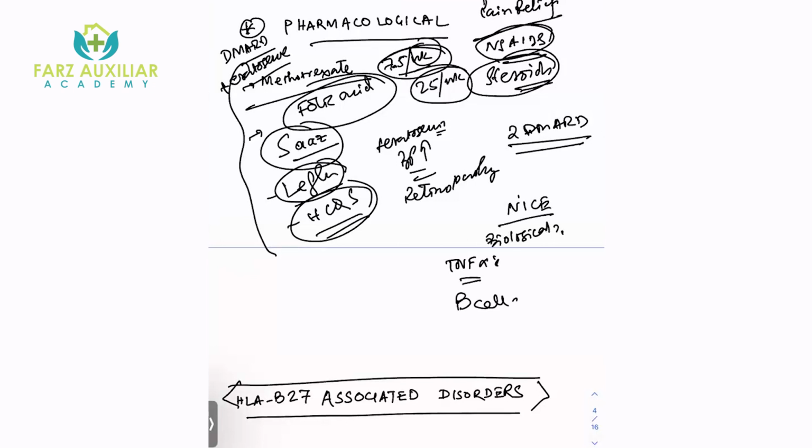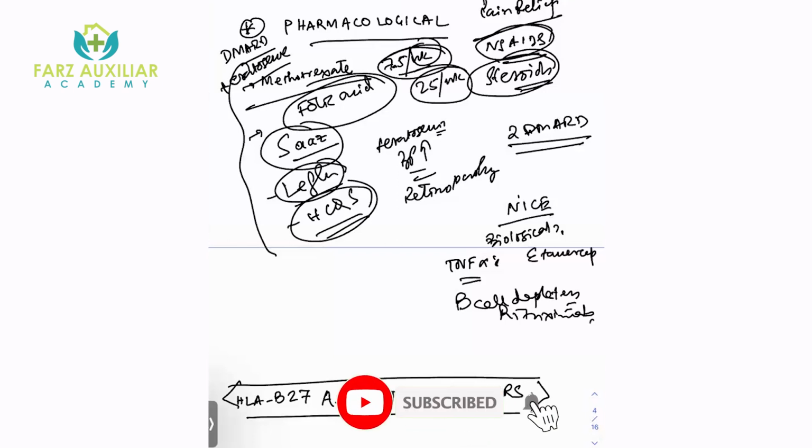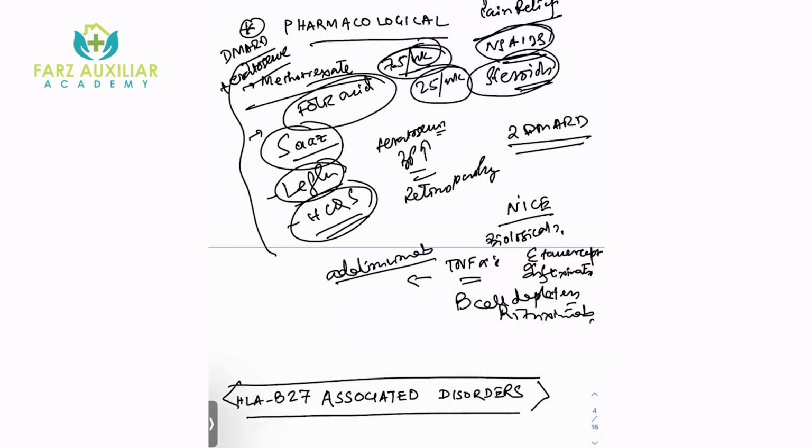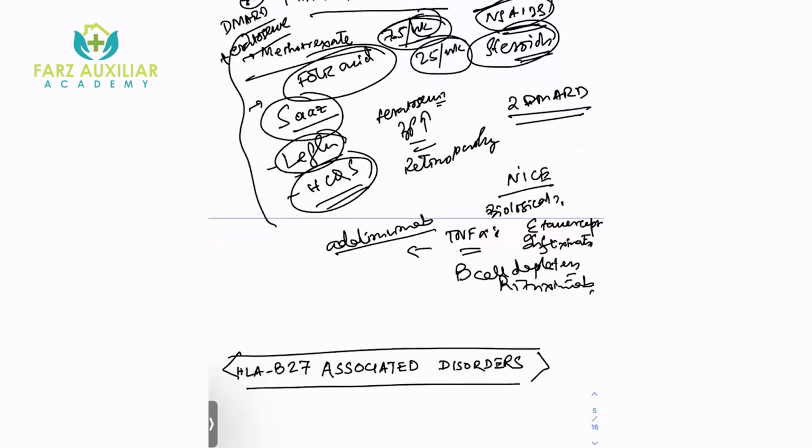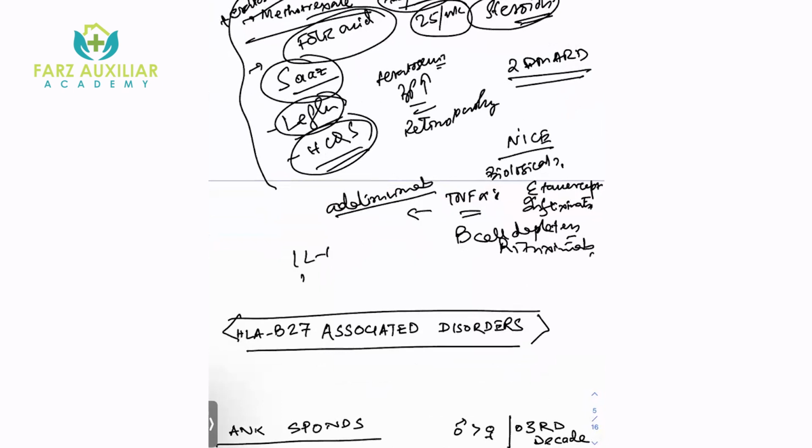We have B cell depleters. So rituximab can also be used. Then infliximab, etanercept, adalimumab. Okay. And also IL-1 and IL-6 inhibitors. This we can use. So an important IL-6 blocker is tocilizumab. These are the things that we can give.